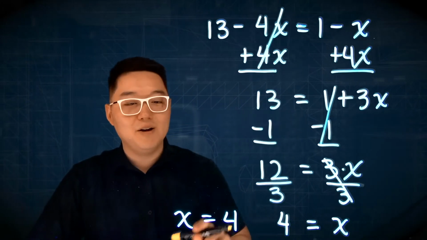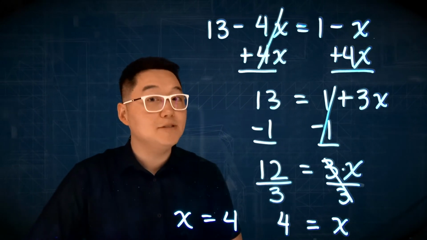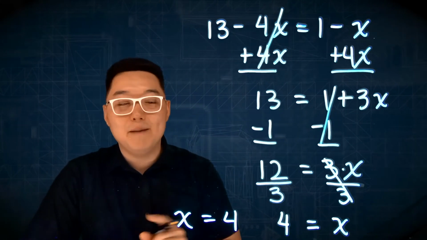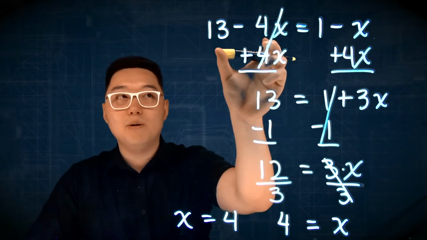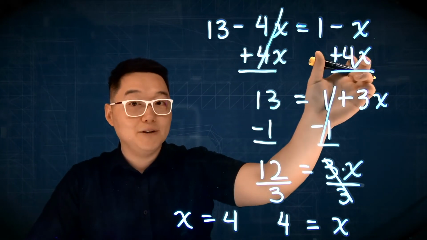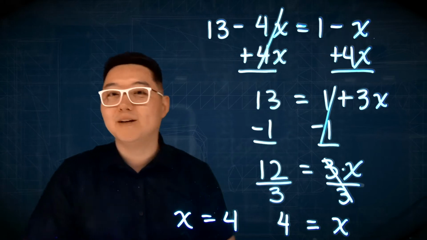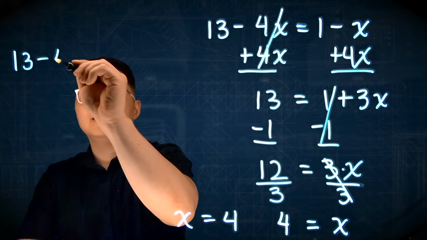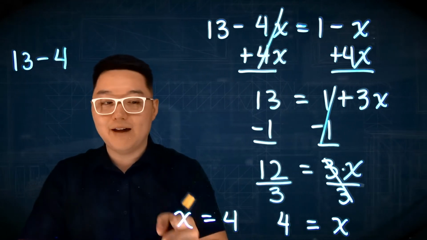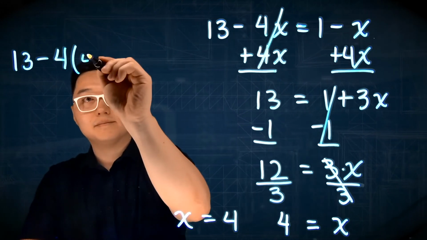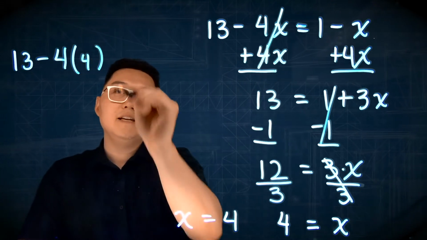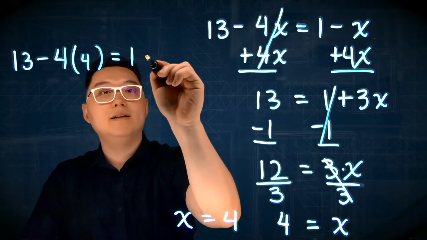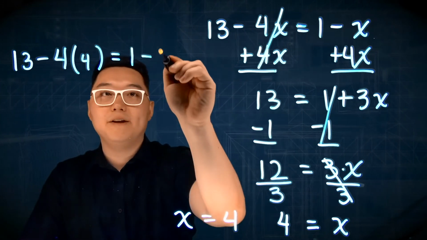Okay, so how would I know if x equals 4 is the actual answer to this equation? We can do the exact same thing we've done before by plugging in x equals 4 to both expressions to see if their values are equal. Let's go ahead and try that. So we got 13 minus 4x, but instead of x, we're going to evaluate at 4. Let's see if that equals the other expression, 1 minus x. 1 minus, but instead of x, we're going to evaluate at 4.